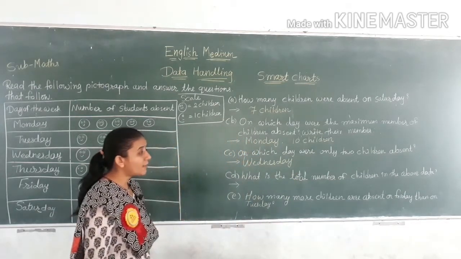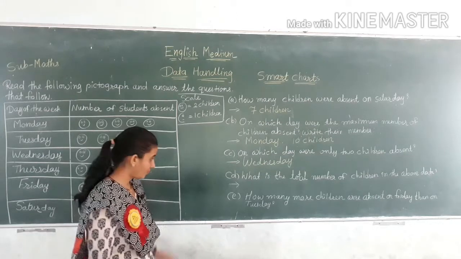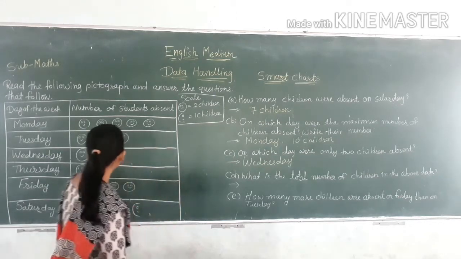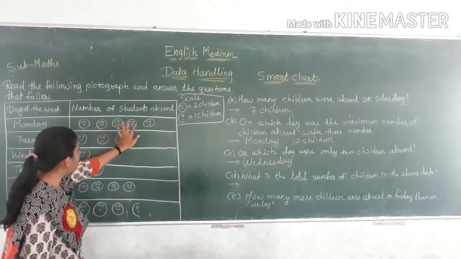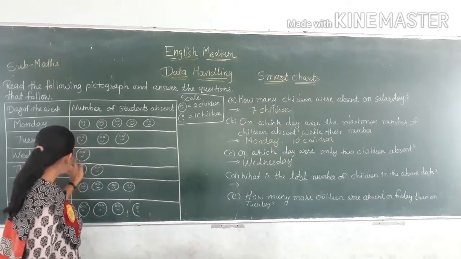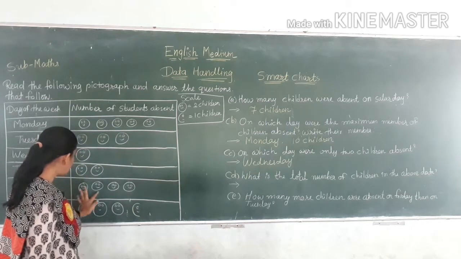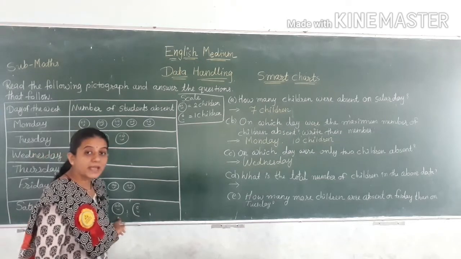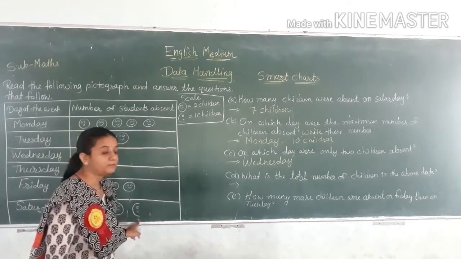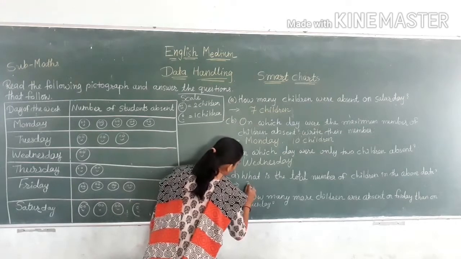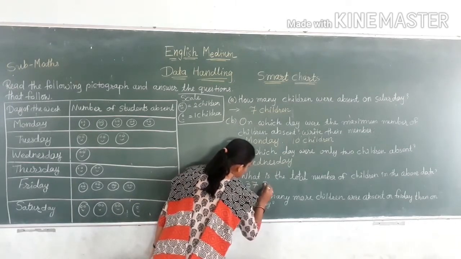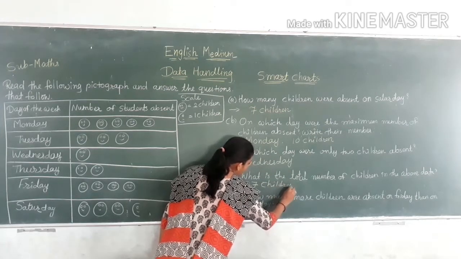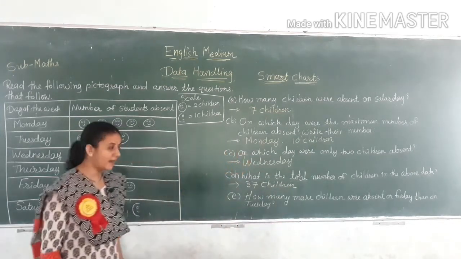What is the total number of children in the above data? So here 1, 2, 3, 4, 5, 6, 7, 8, 9, 10, 11, 12, 13, 14, 15, 16, 17, 18. 18 twos are 36 plus 1. So in the above data, a total of 37 children are there.